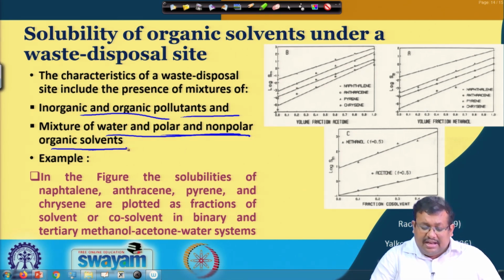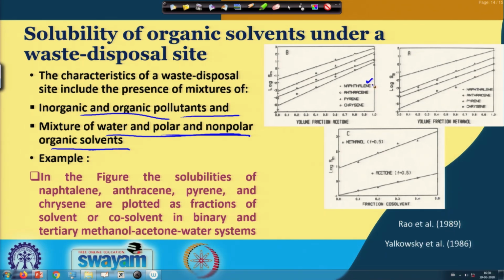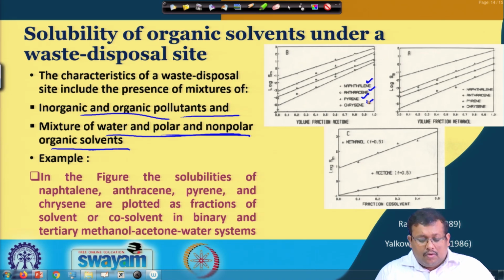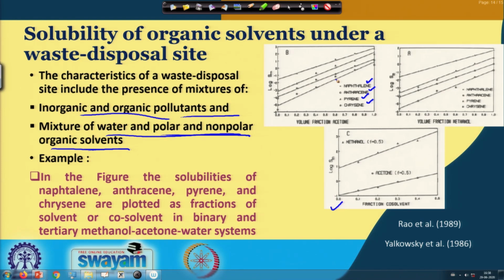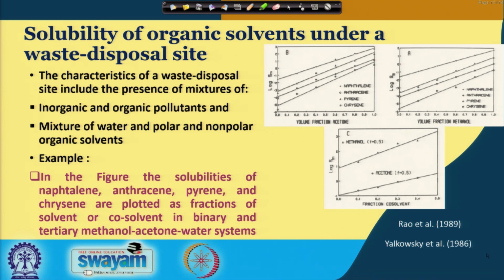Now, in these three figures, you can see the solubilities of naphthalene, anthracene, pyrene and chrysene plotted as a fraction of solvent or co-solvent in binary and ternary methanol, acetone and water systems. So, this is a ternary system and these are the binary systems. Here we are plotting the log of solubility against the volumetric fraction of acetone. In the second figure, the x axis is the volumetric fraction of methanol, and the y axis is the log of solubility. These graphs are shown for naphthalene, anthracene, pyrene and chrysene. Okay. So, let us see what inference we can make from these graphs.